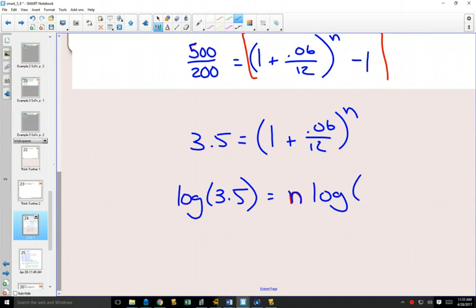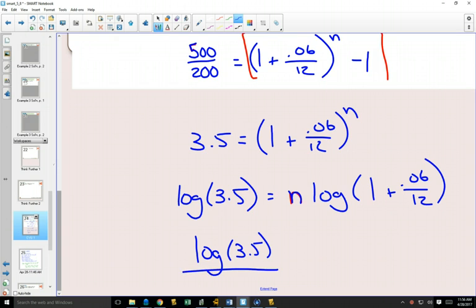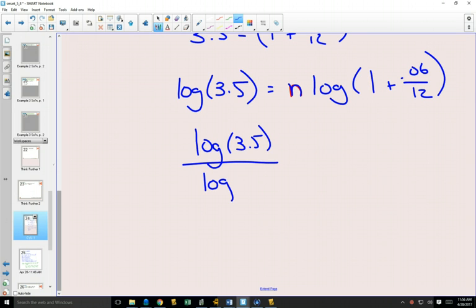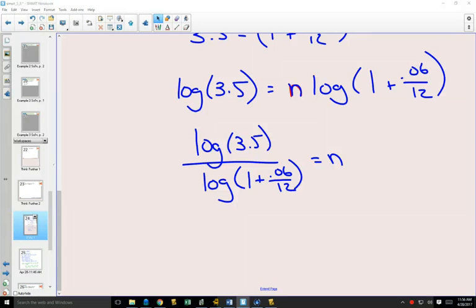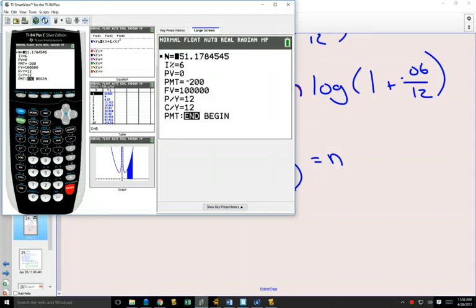When I take the log of both sides, log of 3.5 divided by log of 1.06 divided by 12 should equal n. Whew. Now, nerves are right up there, right? Because there is a chance that we could have made another mistake and they still don't match. So according to this, we want it to match up with 251.17.